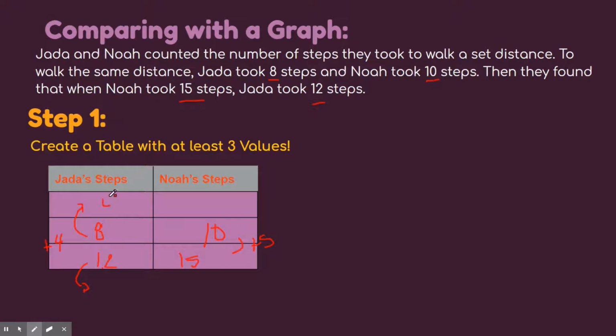8 minus 4 is 4. And I'm going to subtract 5 from 10. 10 minus 5 is 5. If I want to go up, I'm going to do 12 plus 4, which is 16. And 15 plus 5, which is 20. So now I have my 3 sets of values. So now I can move to the next step.